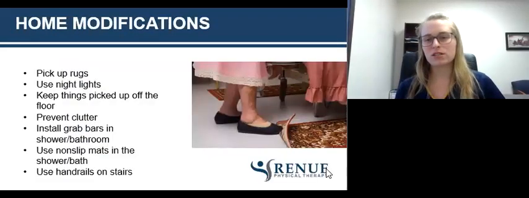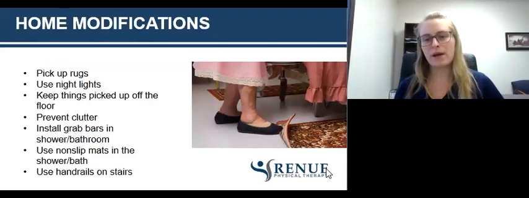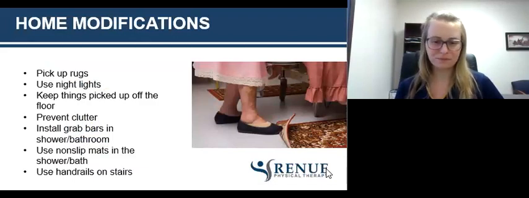Some home modifications that can help reduce falls include those listed here on the slide. As we talked about earlier, vision problems can lead to falls, so it is important to have night lights in the hallway to illuminate the space for trips to the bathroom during the night. Another important thing to install in the bathroom are grab bars next to the toilet and in the shower, and to use a non-slip mat to prevent falls.